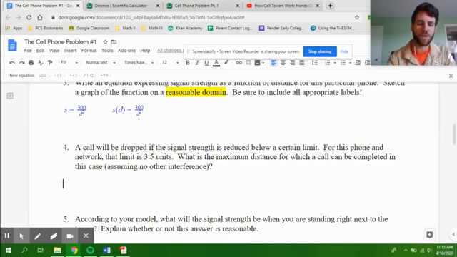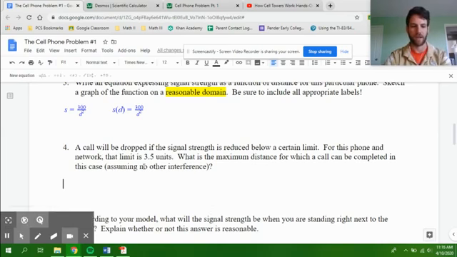We are now on number 4 on this assignment. The number 4 states the call will be dropped if the signal strength is getting below a certain limit, being 3.5 units in this case. And we want to figure out the maximum distance for which a call can be completed in this case, assuming no other variables or interference otherwise. So the first way we can do it is algebraically.